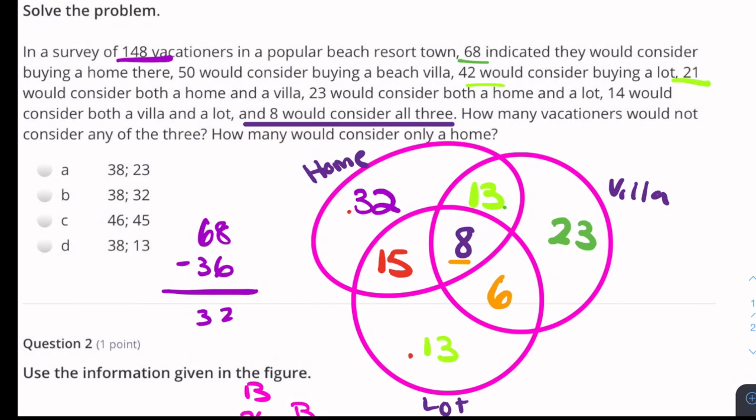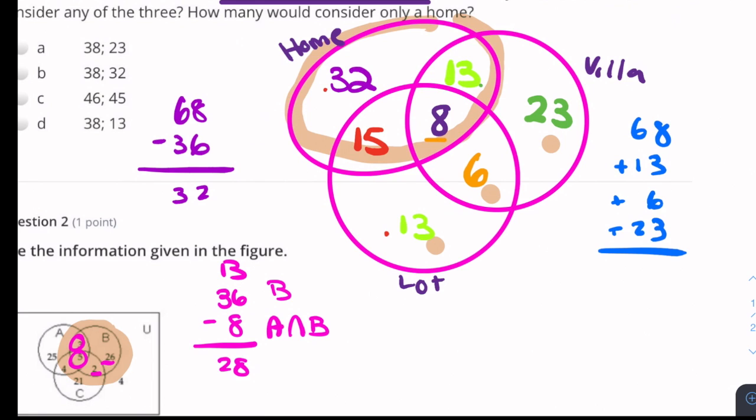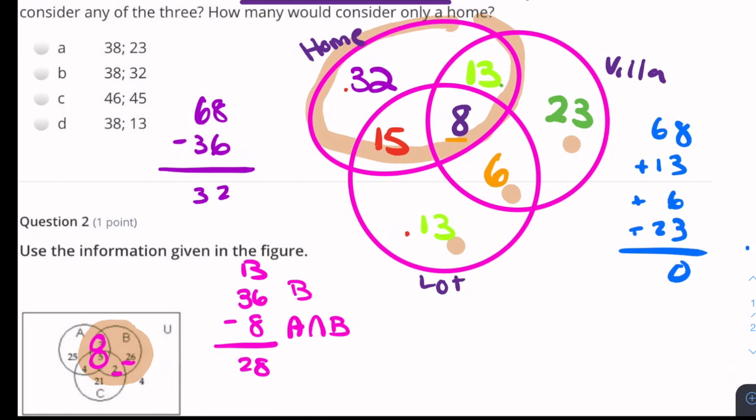So that's my first giveaway. Let's just do a quick tabulation. Let's do this in blue. So I have 32 plus 15 plus 8 plus 13. That gives me 68. So we're going to start with the home. That's 68. Well, I've counted all of these values in this first circle. Now I just need to add 13, 6, and 23. So we're going to take 68 plus 13 plus 6 plus 23. And this gives me all of the values in the circle. So we have 110.